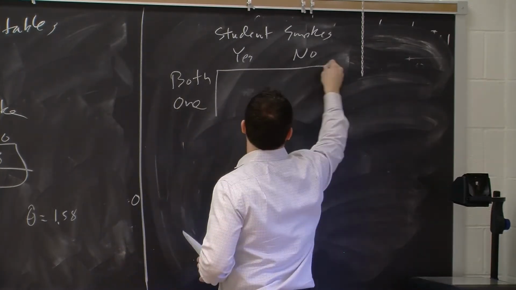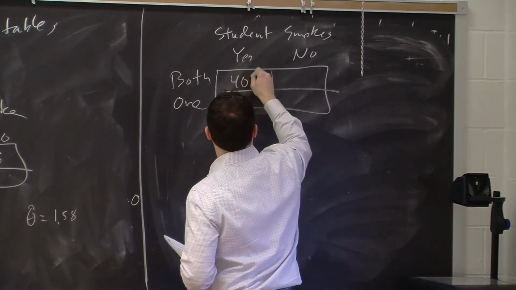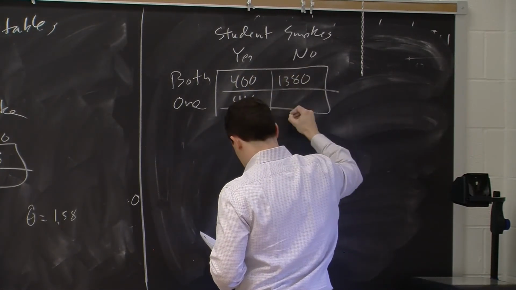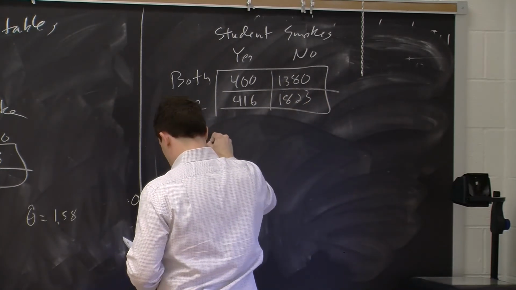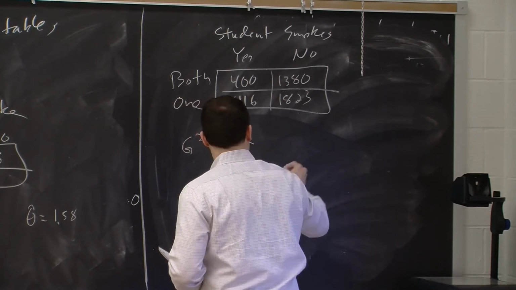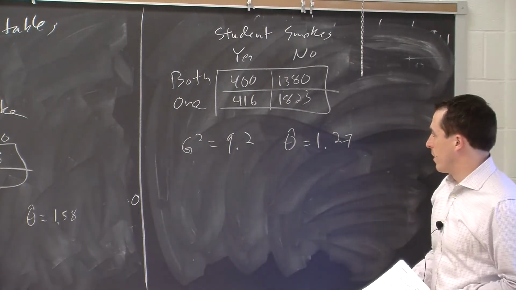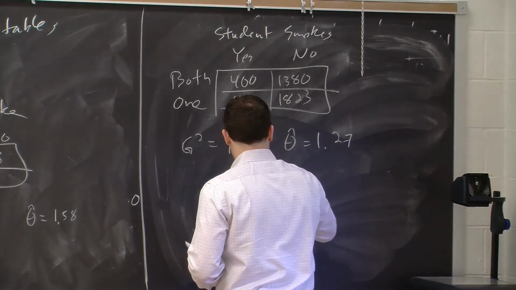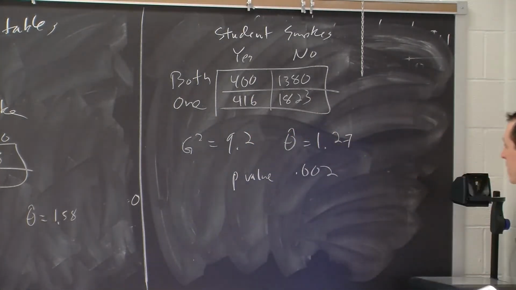So I'm just looking now at that one column broken up: 400, 416, 1380, 1823. Now our g squared is 9.2, and I have some odds ratio which is not as strong as the other one. So this says, okay, and p-value 0.002.